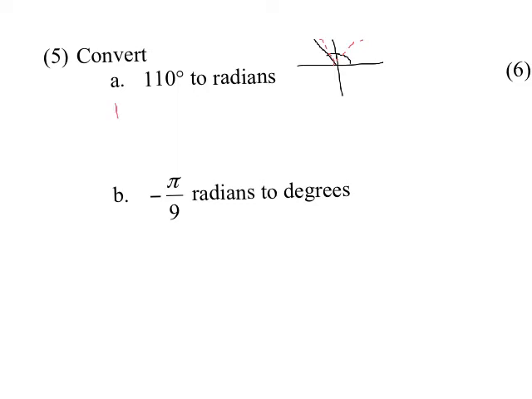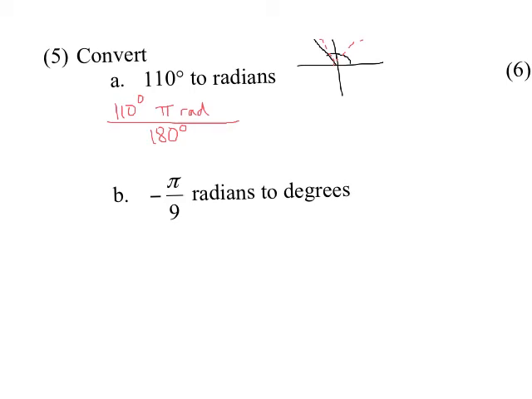I'll start with 110 degrees, and I'll multiply it by a conversion factor. The conversion factor is how many degrees there is in a radian, or how many radians there is in a degree. It's that fact that we noticed just a second ago, that halfway around the circle is pi radians, and halfway around the circle is 180 degrees. And so I'm going to multiply this 110 degrees with pi radians divided by 180 degrees.